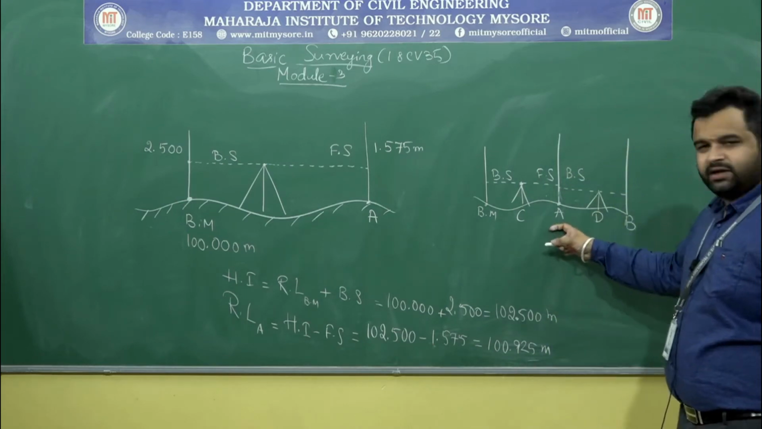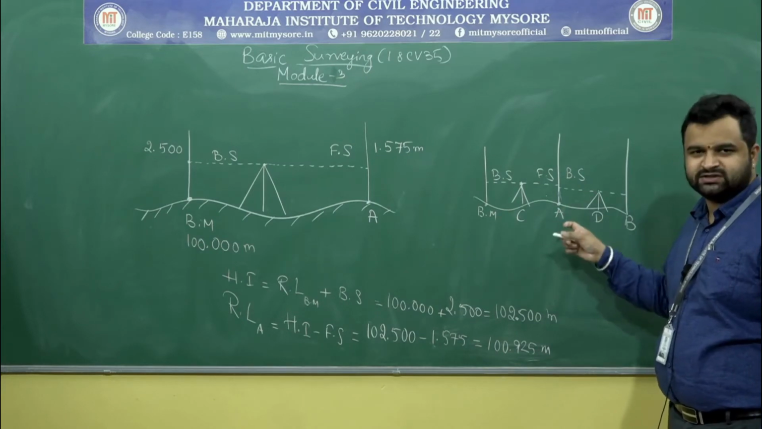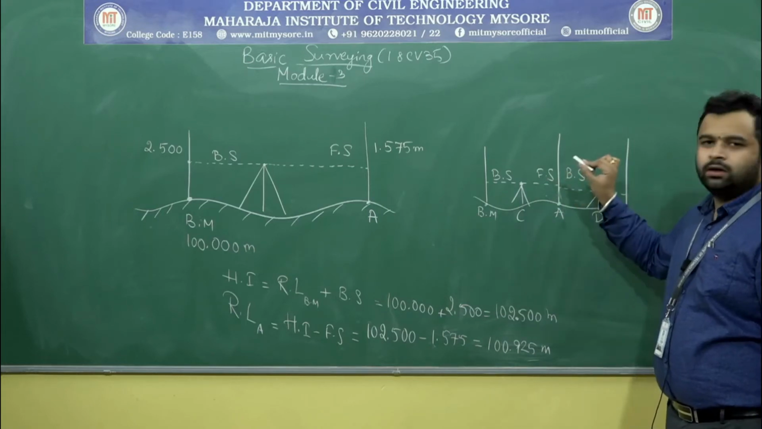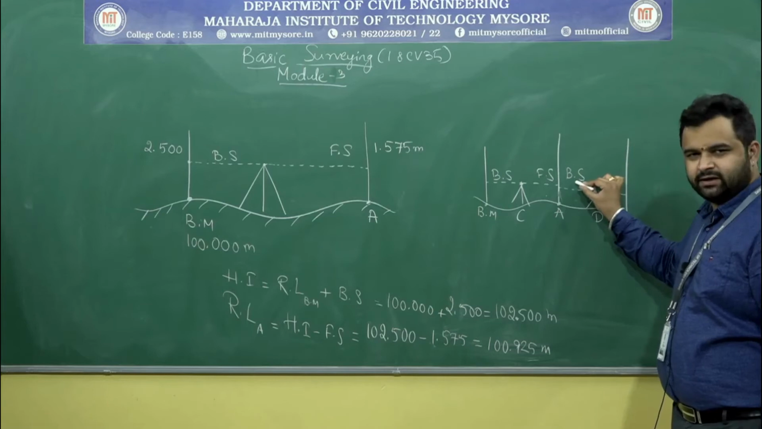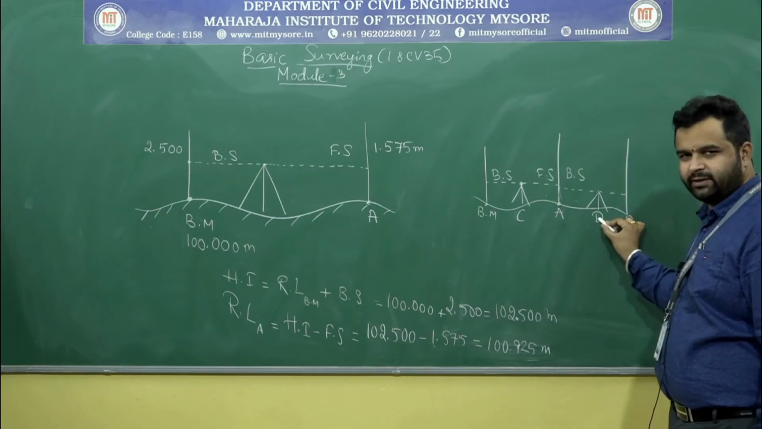So, at point A you need to take two readings, that is, it denotes the end of one station and the starting point of another station. So, you need to take foresight as well as back sight. Foresight will be taken from point C, back sight will be taken from point D.